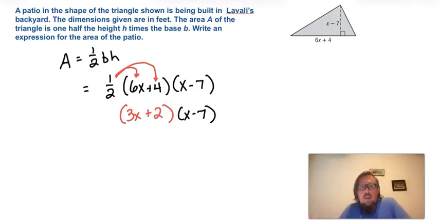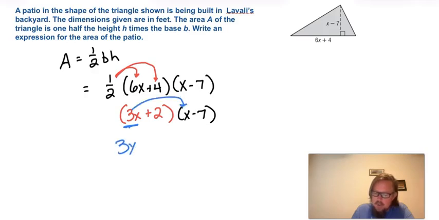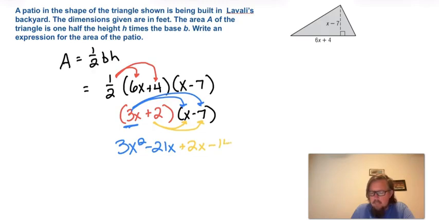But now that we've got just our two binomials here, we're going to go ahead and do distributive property. So the 3x is going to get multiplied by x. That's going to give us 3x squared. And it's going to get multiplied by -7. So that's minus 21x. And then we're going to do the same thing with the 2. So 2 is going to get multiplied by x. And 2 multiplied by -7 is -14.